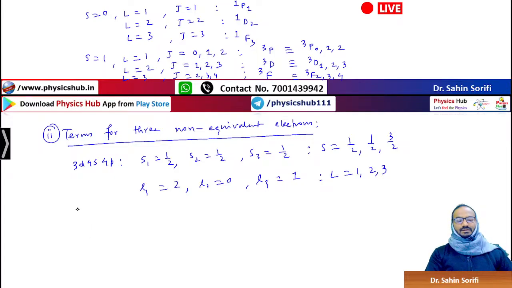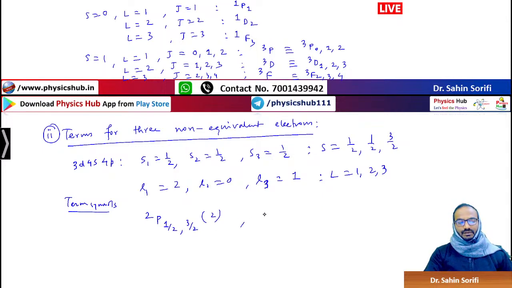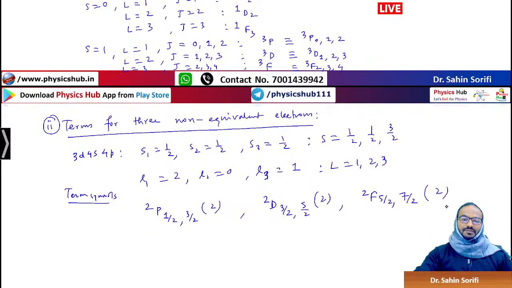So 2s plus 1 is 2, 2 and L1, L2, L3, L3 is equal to 1 if you take. So 2p we can get 1/2, we can get 3/2, and this will appear twice. 2d, 3/2, 5/2 will appear twice. 2f, 5/2, 7/2, this will appear twice because 1/2 is appearing twice.